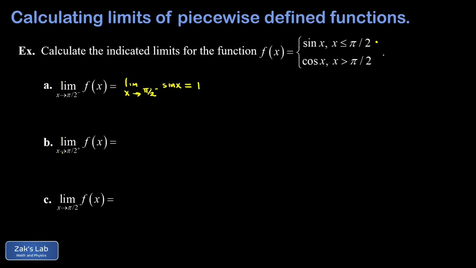Now in part B, we approach this point from the right. That means x values that are slightly bigger than pi over 2, which puts us on the cosine branch of this function. So now I have to ask, what is the cosine function getting close to when x gets close to pi over 2? And remember, the cosine of pi over 2 is 0. So this time the left and right limits don't agree with each other, which indicates there's a jump in the function. And the ordinary limit doesn't exist, so we simply write DNE for that.